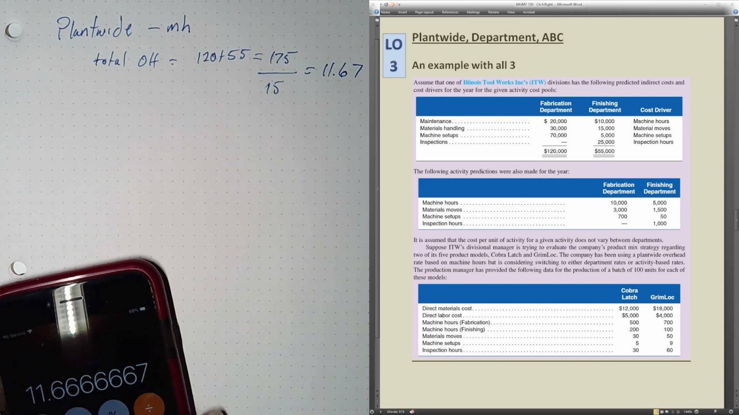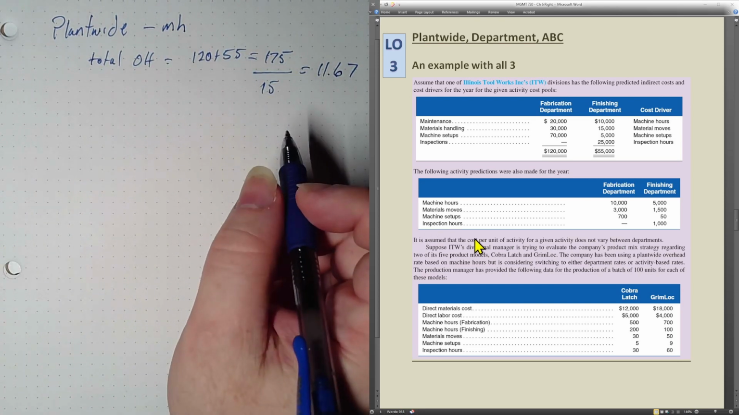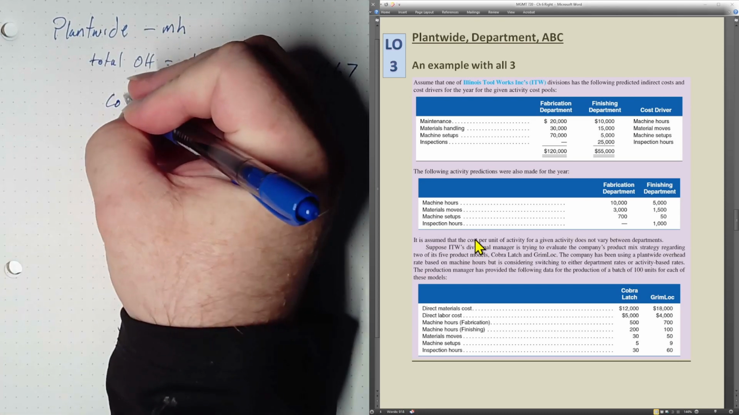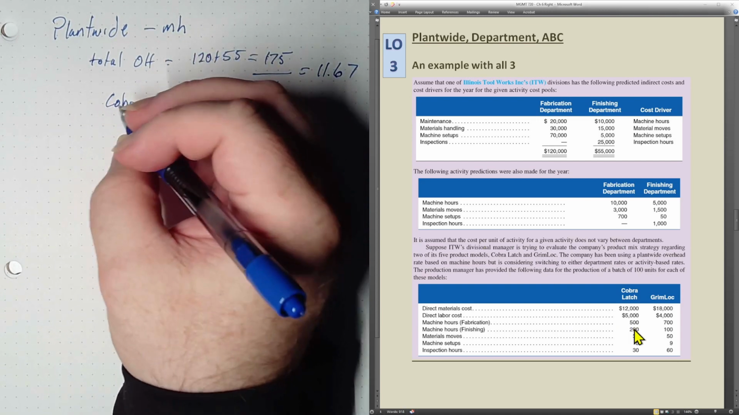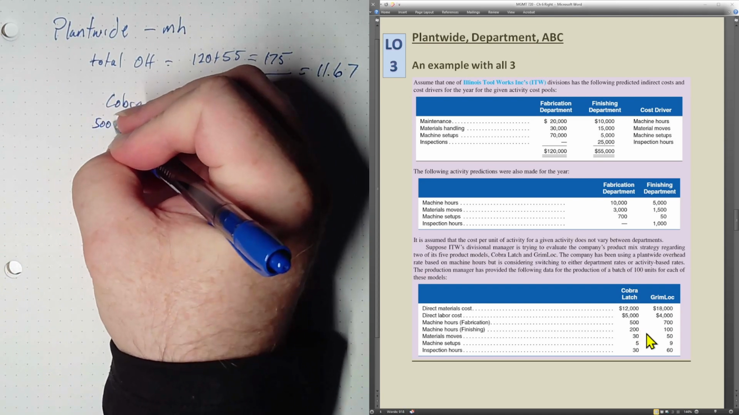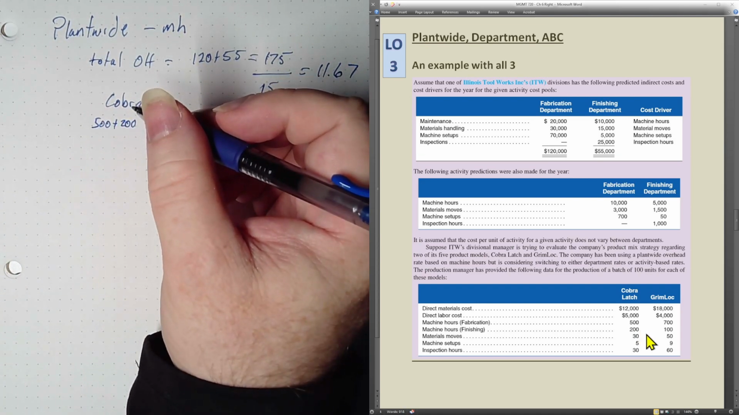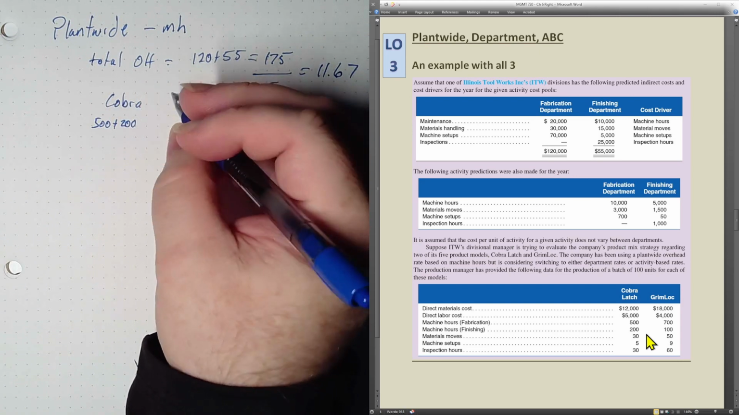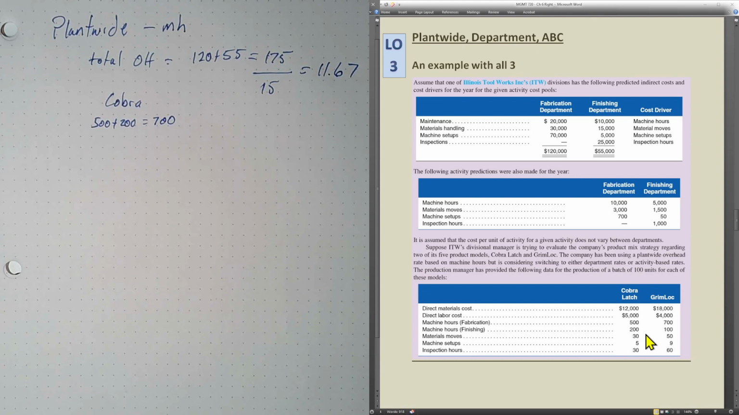Okay, so if I wanted to cost out based upon just machine hours, how many machine hours does Cobra have? 500 and 200. So 500 plus 200 equals 700 hours times 11.67.